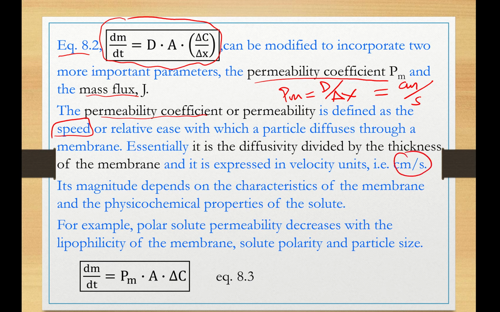Now, its magnitude depends on the characteristics of the membrane and, of course, the physical-chemical properties of the solute, so they have to match, right? For example, if you have a polar solute, its permeability will decrease with the lipophilicity of the membrane. Solute polarity, of course, and particle size. So here is the modified equation of Fick's law that now contains the permeability. You can see you don't have delta x anymore because D over delta x is the permeability.